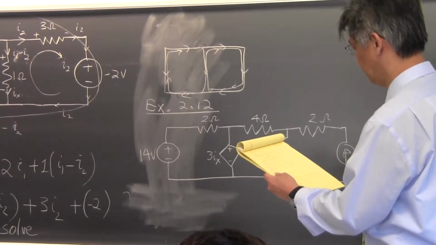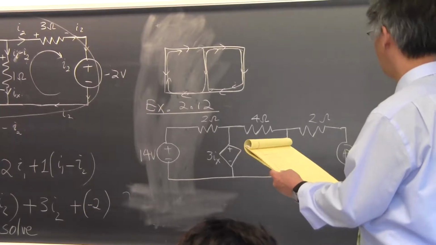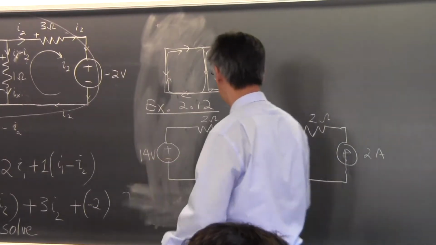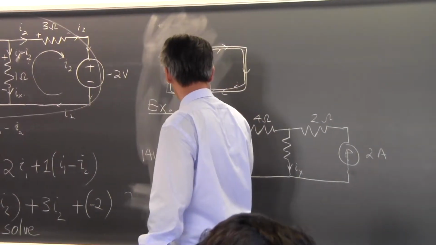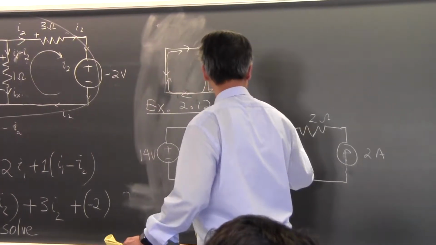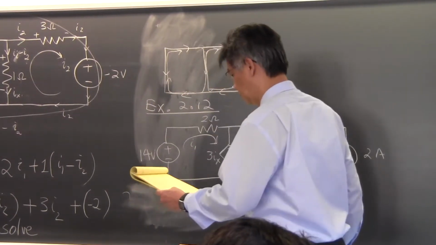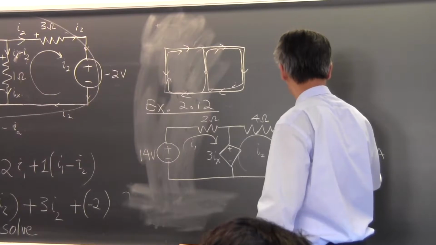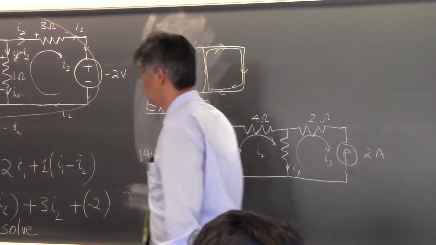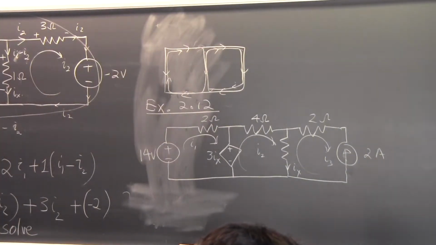Okay, let me see what I need. So I find 3 loops. It's easy to find the 3 loops. Let me call this I1. Let me call this I2. And let me call this I3. Okay? You assign loop currents I1, I2, and I3 to the 3 loops you have. And you're pretty sure that the 3 loops are independent of each other because you cannot make one loop from the other one. Okay, so you're pretty safe there.